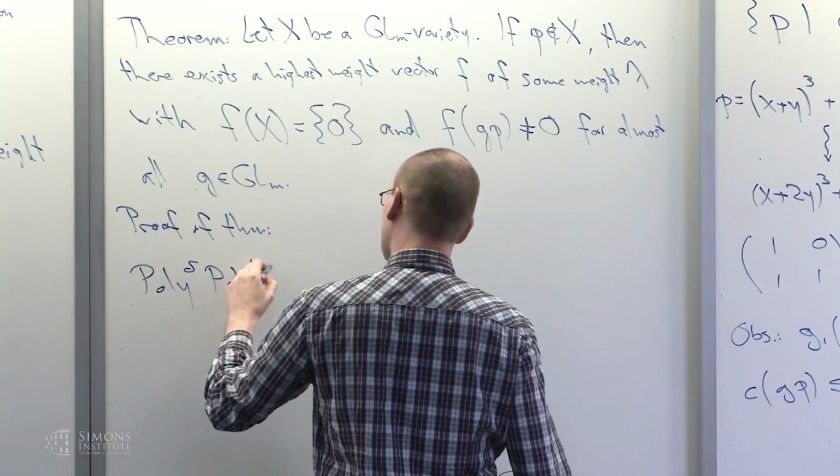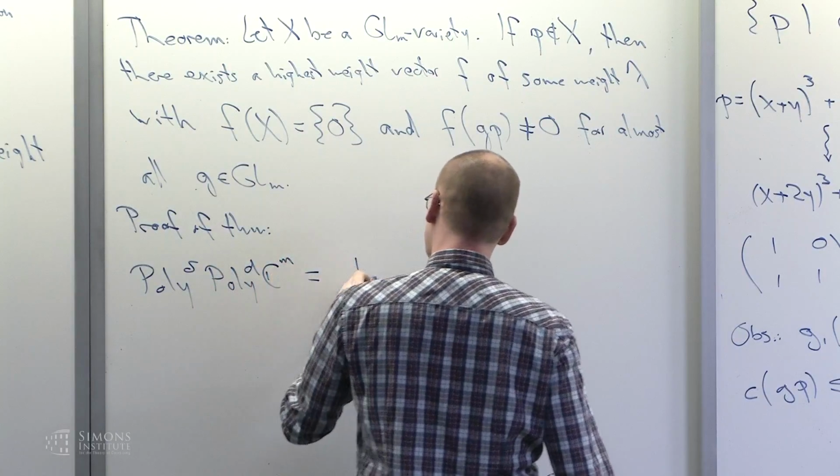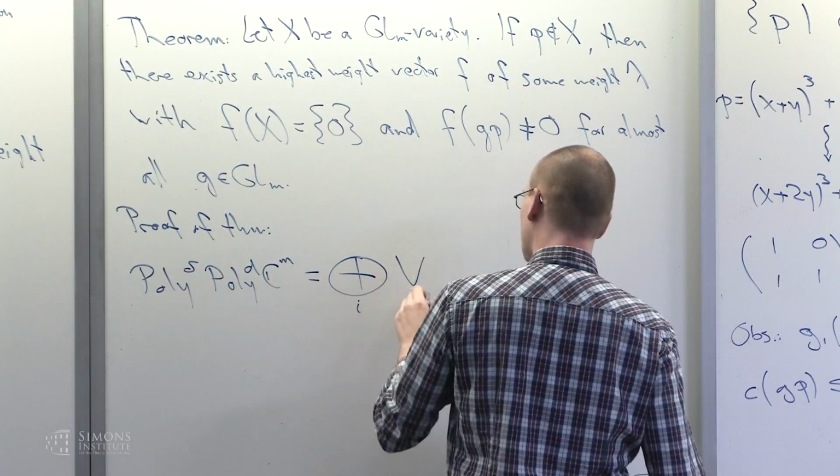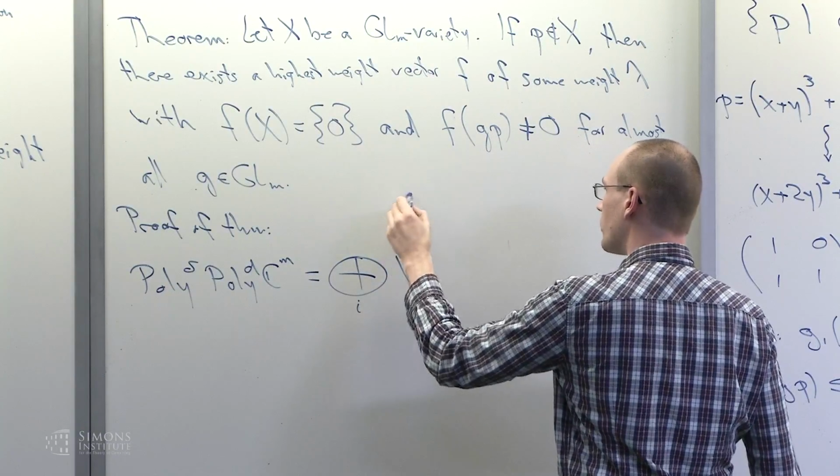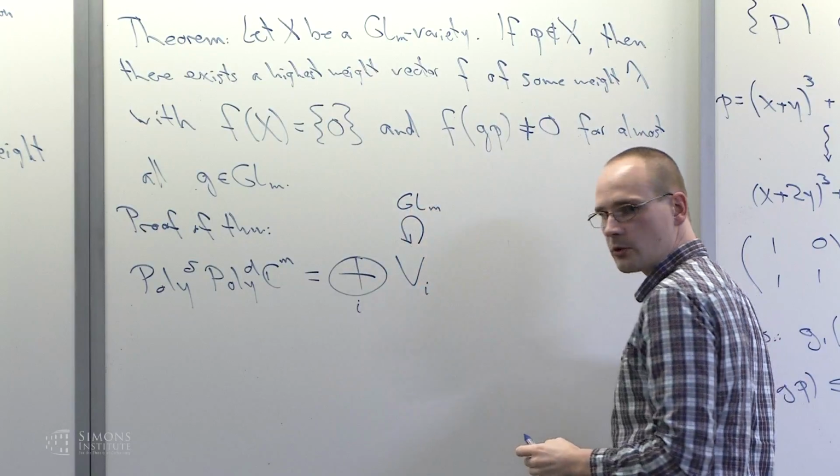So you take a vector space and you decompose it into some small vector spaces, and they should all be closed under the action of GLM. Okay, that's what you want.